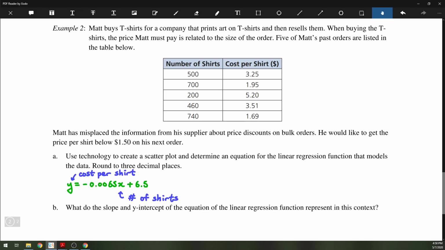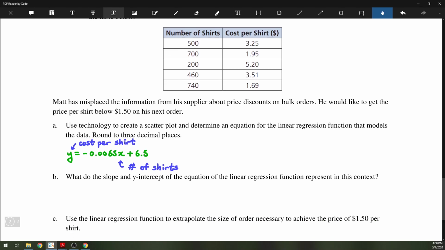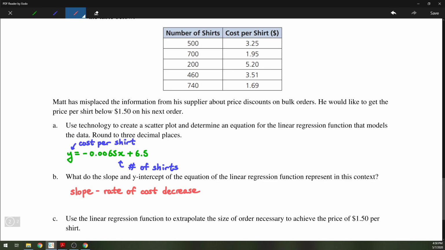All right, the slope in this case is the rate of the cost decrease, or the rate of discount. And the y-intercept will tell us what the base cost was if you ordered very few shirts. Right? If you order 0 shirts, the cost per shirt would be $6.50.